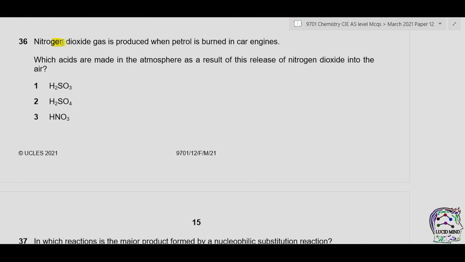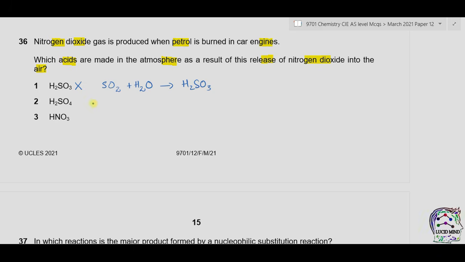Question 36. Nitrogen dioxide gas is produced when petrol is burned in car engines. Which acids are made in the atmosphere as a result of this release of nitrogen dioxide into the air? First one is H2SO3. This acid can be formed by the sulfur dioxide that is present. When it combines with H2O, it forms H2SO3. So 1 is incorrect. Second is H2SO4.